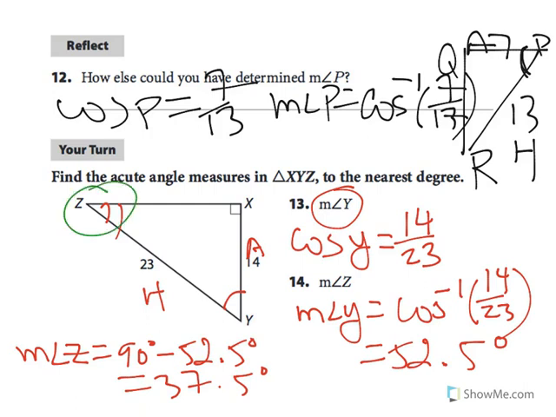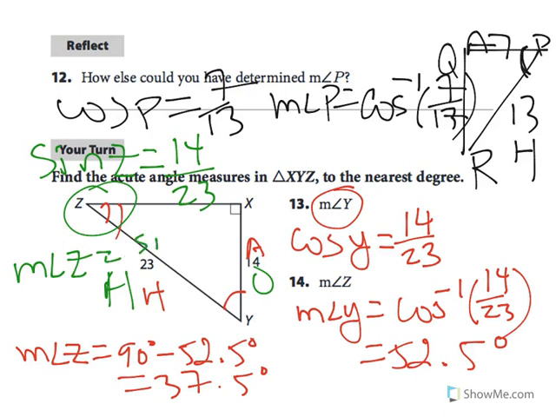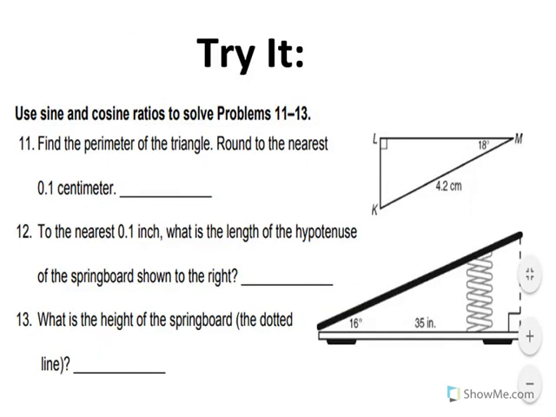Or you can solve for Z by looking at Z. So we're looking at Z, that's opposite and hypotenuse. So you can say sine of angle Z is equal to 14 over 23, and so the measure of angle Z is equal to sine inverse of 14 over 23, which will give you the same answer. Right? Okay, so let's try these. Use sine and cosine ratios to solve problems 11 through 13.